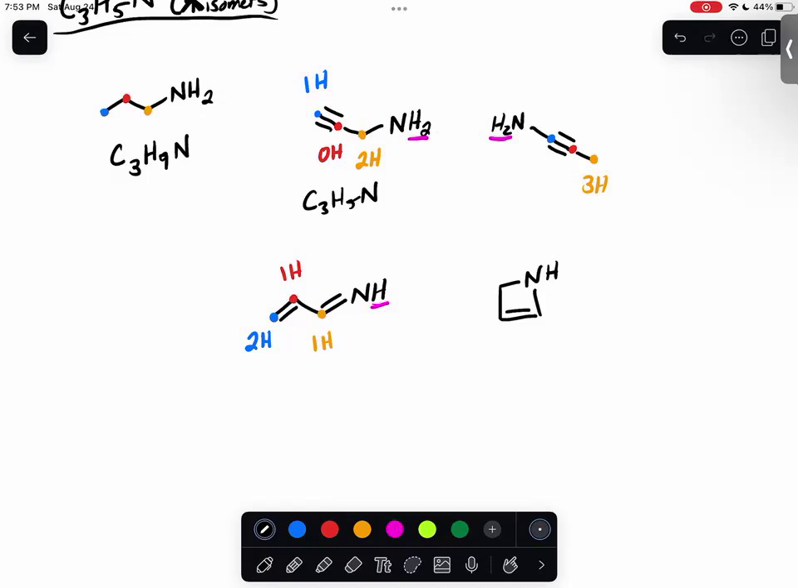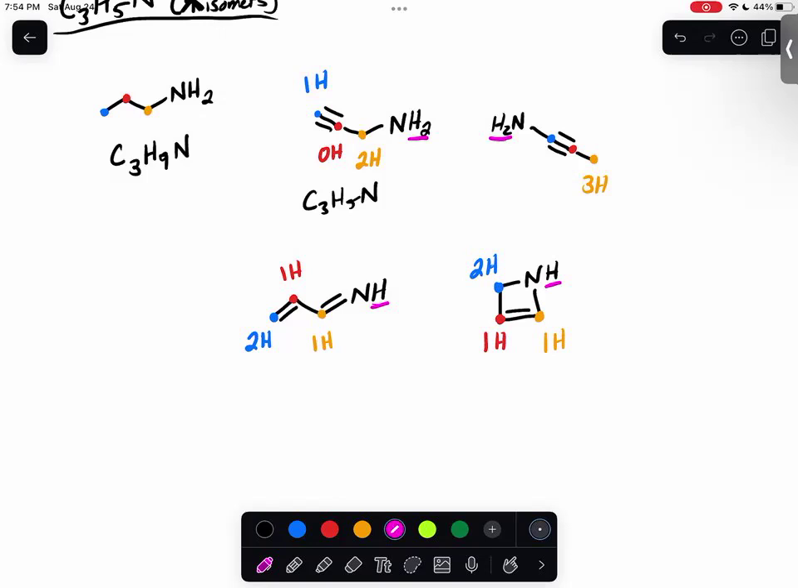Because if we have blue, red, orange, we see that orange has one hydrogen, red has one hydrogen, blue has two hydrogens, and the nitrogen has its hydrogen. So that's another C3H5N.